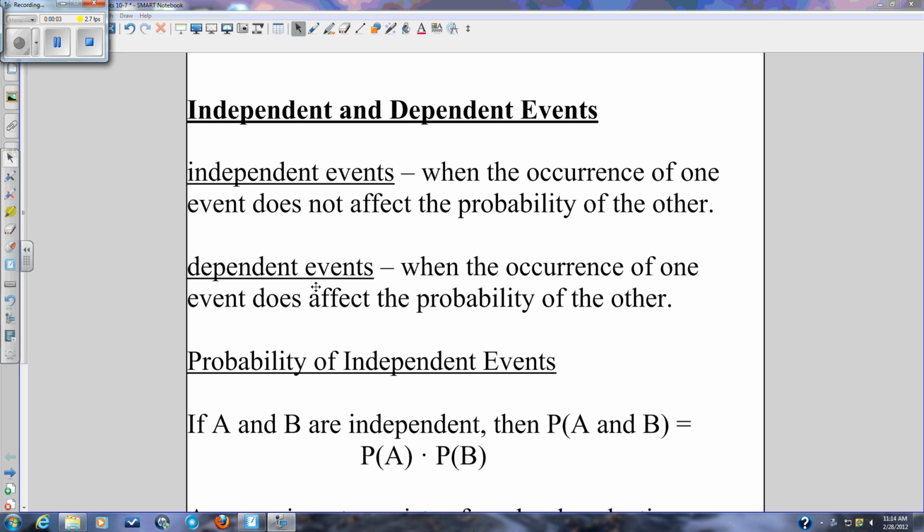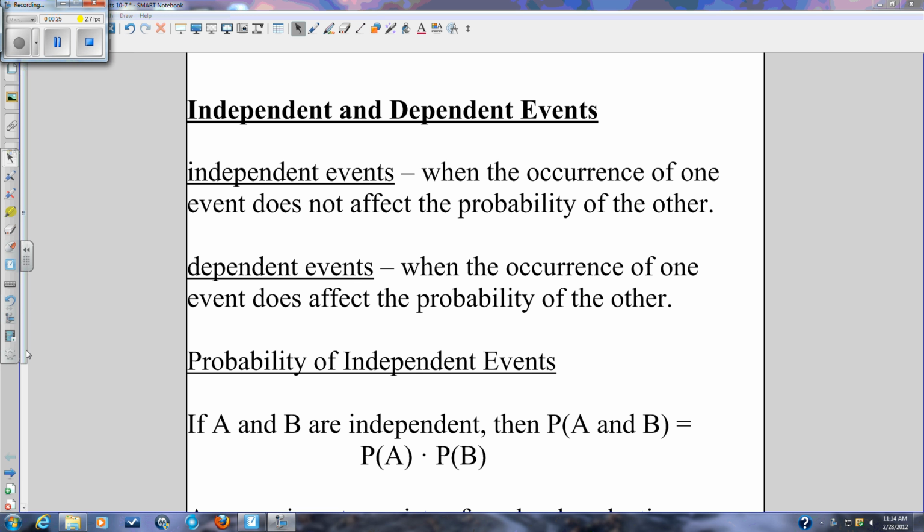Today we're going to be discussing independent and dependent events. Independent events occur when the occurrence of one event does not affect the probability of the other. They're completely independent of one another. Dependent events occur when the occurrence of one event does affect the probability of the other.